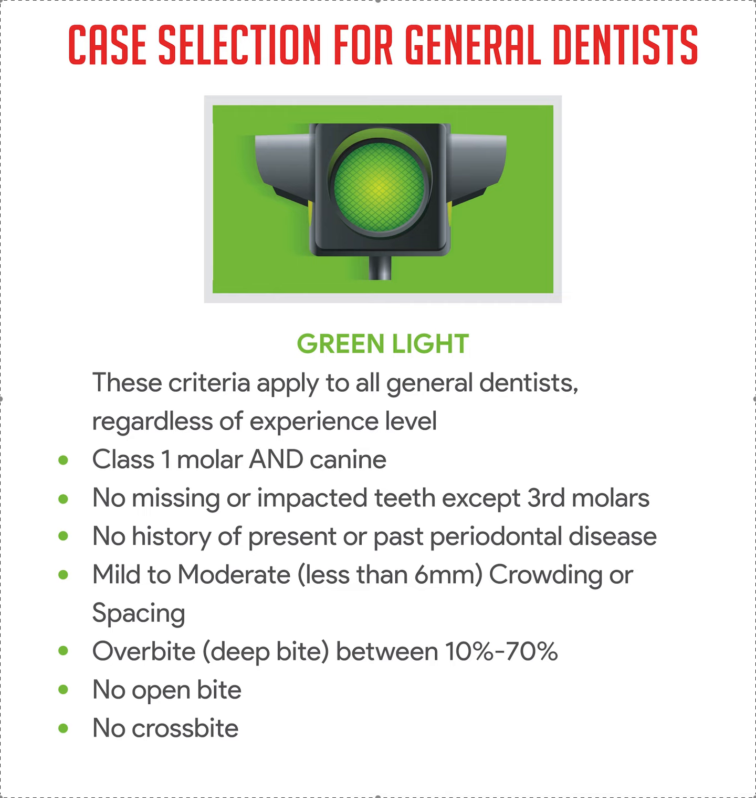So let's go over the criteria. Class 1 cases, class 1 molar and canine. Check both your molars, check both your canines. If your patient is missing teeth, nope. I only want you to pick cases with all the teeth in from 7 to 7. That means from second molar to second molar, okay? And that's point 2. No missing or impacted teeth except for third molars.